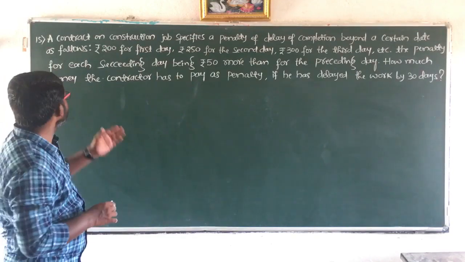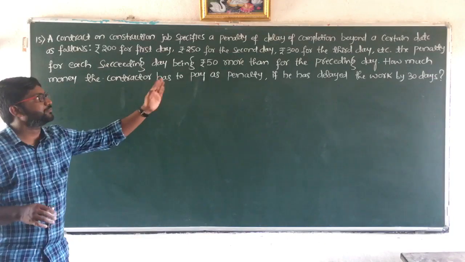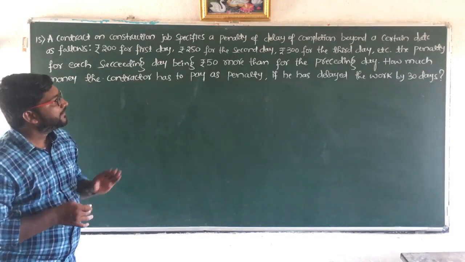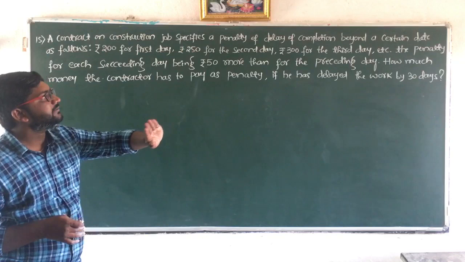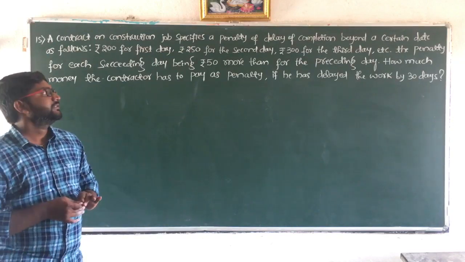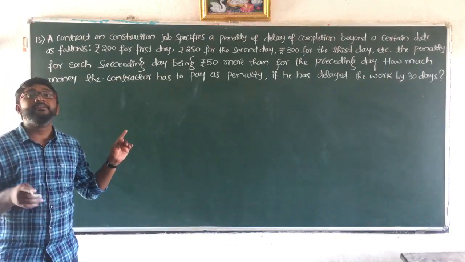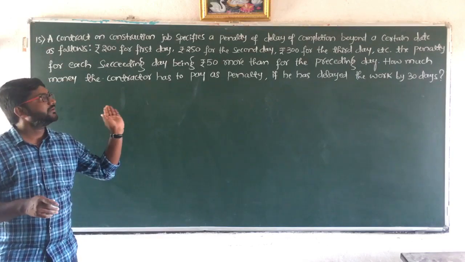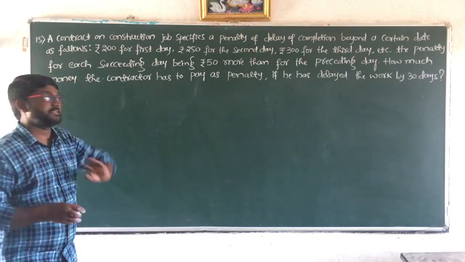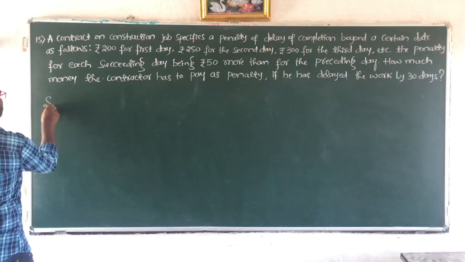So how much money does the contractor have to pay as a penalty if he has delayed the work by 30 days? That means here we have to find S30. So how much amount he pays after 30 days. So see here, we will go for the solution.